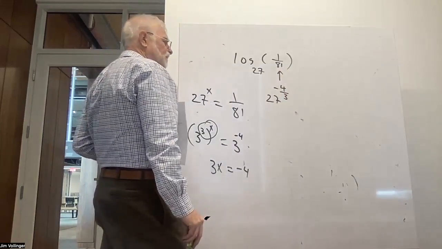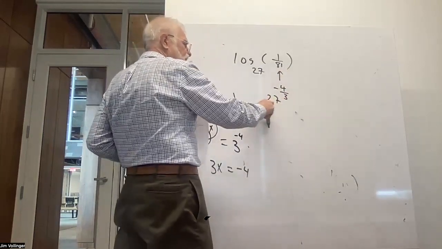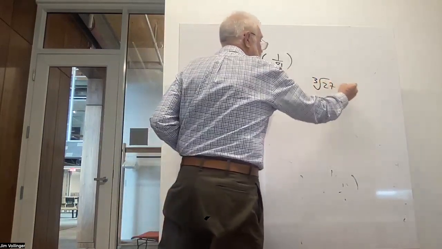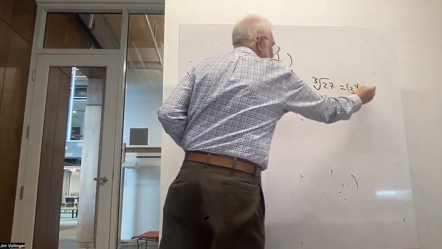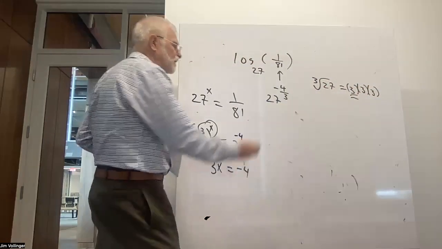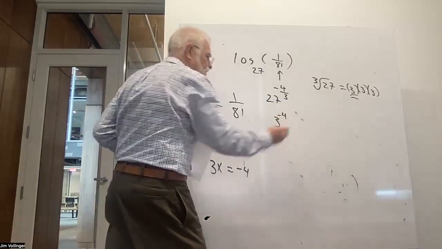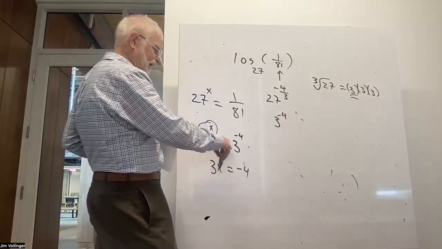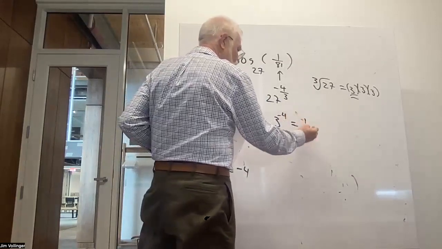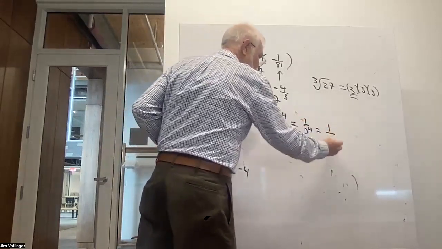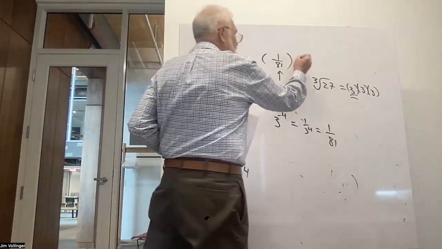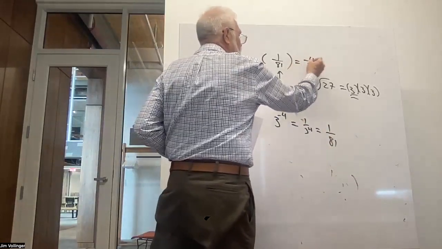Now, what's the first thing I'm going to do? I think I'll take the cube root of 27. I think the cube root of 27 is 3. Yes, 3 times 3 times 3 is 27, so the cube root of 27 is 3. That leaves 3 to the negative 4. We already talked about that. 3 to the negative 4 is actually 1 over 3 to the 4th, which is 1 over 81. So this final answer was the exponent negative 4/3.